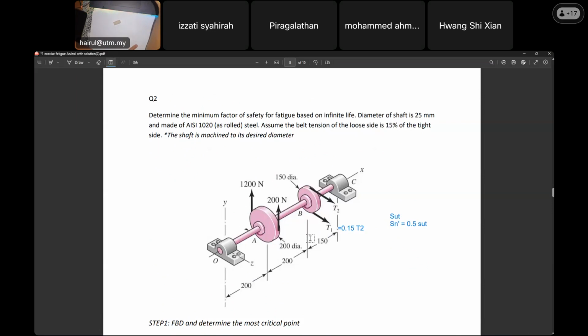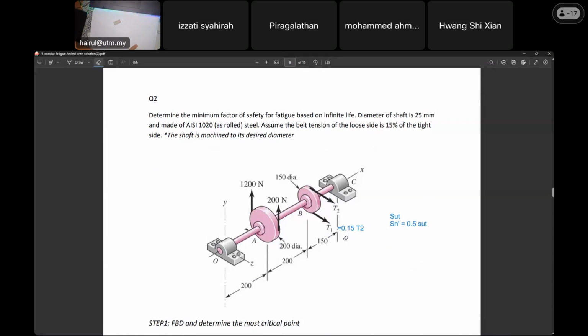The first thing, they said this shaft is AISI 1020, so you can get the SUT and you can get your Sn prime. This one, as mentioned, is as-rolled, not hot roll. Assume the slack tension is 15% of the tight tension. It means that the tight tension is, sorry, not T1, T2, my mistake.